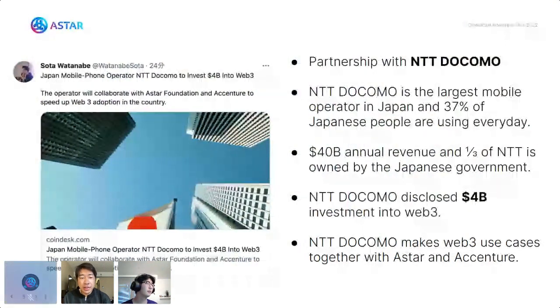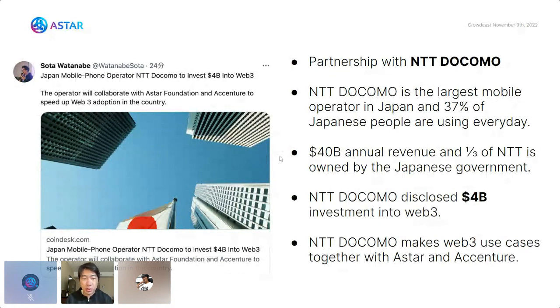As you may know, this is the biggest announcement we made 2 days ago. Now we have a partnership with NTT Docomo. I would like to explain why it is super important for us. We agreed to make Web3 use cases together on top of Astar, especially for environmental problems in Japan. NTT Docomo is the largest mobile operator in Japan, and 37% of the Japanese people are using NTT Docomo every day.